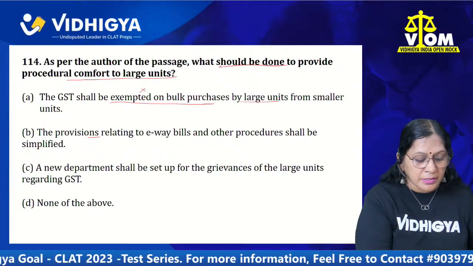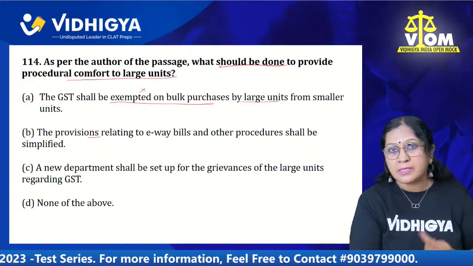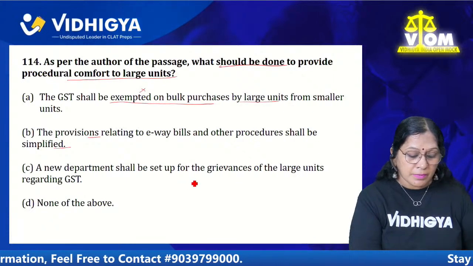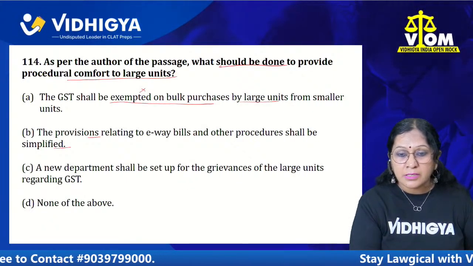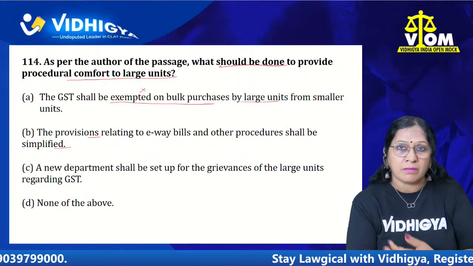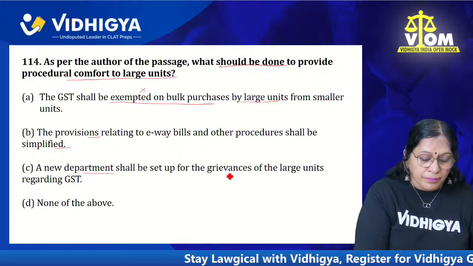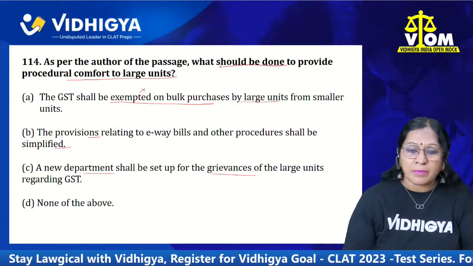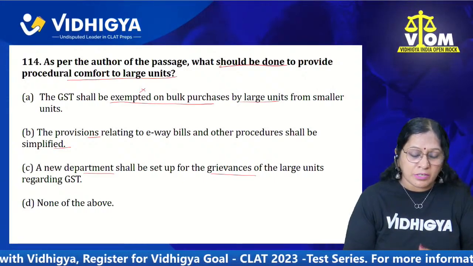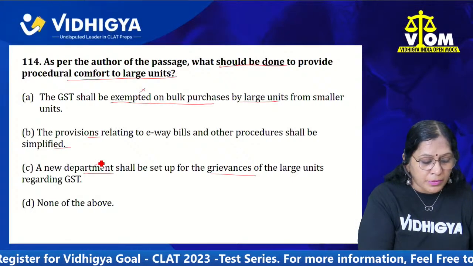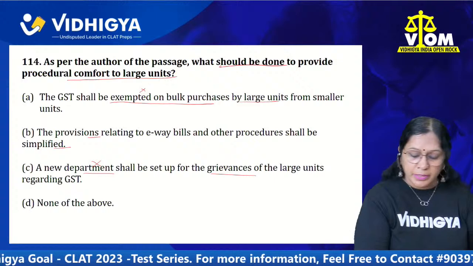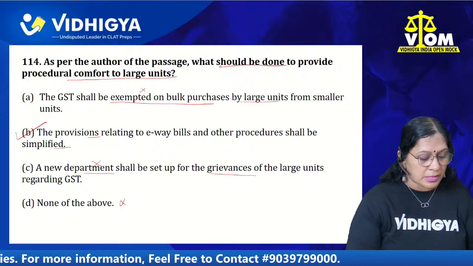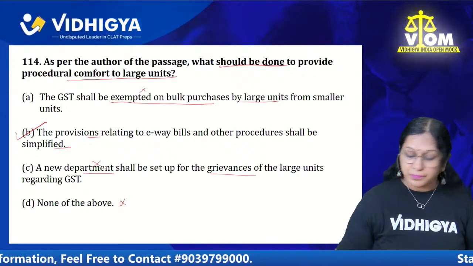The provisions relating to e-way bills and other procedures shall be simplified. Yes, this is what the author's thought process also was, the simplification of things. A new department shall be set up for the grievances of the large units regarding GST. Now, if they set up a new department again, that will be a wastage, because they need to address the grievances on their own. Creating a new department is going to further increase the administrative process and all that. So this will not be a proper thing to be done. None of the above is out. These two things are out. A and C out, so B becomes your answer.